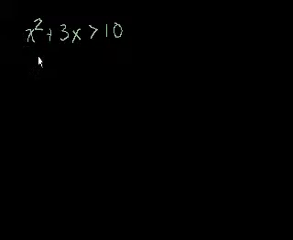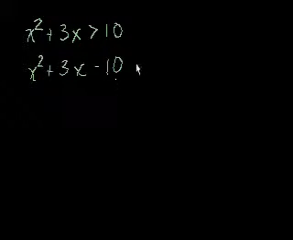So you actually want to get it in what I would call the standard form, I don't know if it's actually called this, where you have all of the terms on one side and a 0 on the other side, and then you can either factor it or use the quadratic formula. So let's do that. Well, this is pretty easy. We just have to subtract 10 from both sides, and we get x squared plus 3x minus 10 is greater than 0. Now let's see if we can factor it.